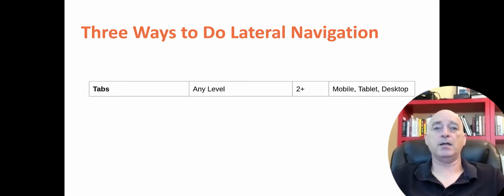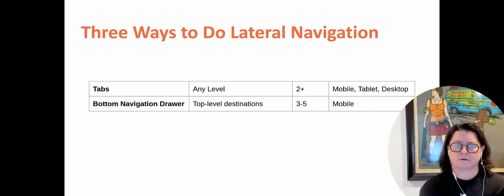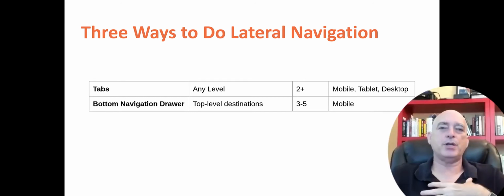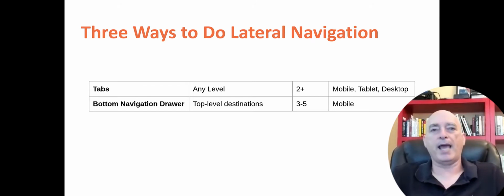And so here, the basic first level is tabs. And that's for if you've got 2, 3, maybe 4 things, and they're used on all your platforms, mobile, tablet, and desktop. Then you've got bottom navigation drawer. Now, this was a new term for me. This is where a list pops up out of the bottom of the app. I mean, I've seen it, I've used it, I just didn't know it had a special name to it. And you put your top level destinations here, and it's really good if you've got 3 to 5. You only see it on mobile. You never see this on websites.